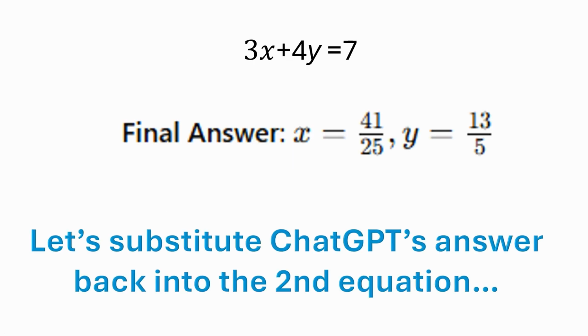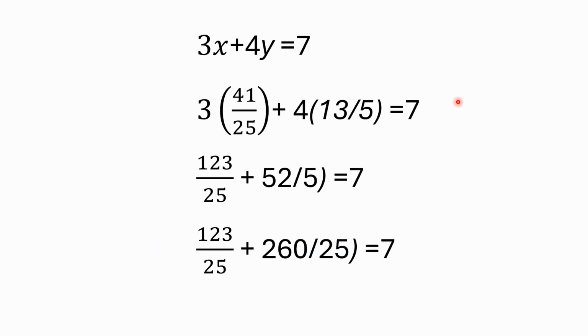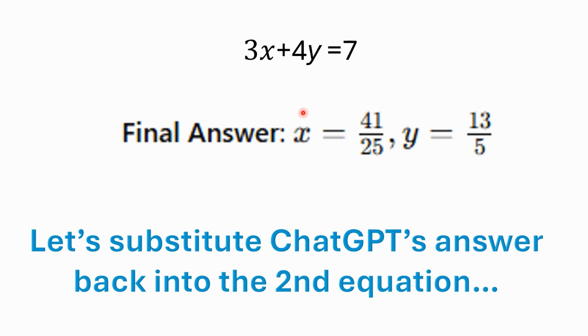Let's go to that second equation, all right? The second equation was 3x plus 4y equals 7. And if we have x equals 41/25, y equals 13/5, we want to go ahead and substitute into the second equation. The first equation worked out fine, right? We ended up getting that to work out. But if we take 3x plus 4y equals 7, we substitute the 41/25 and y is 13/5.